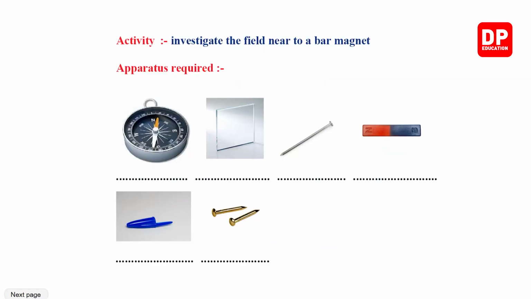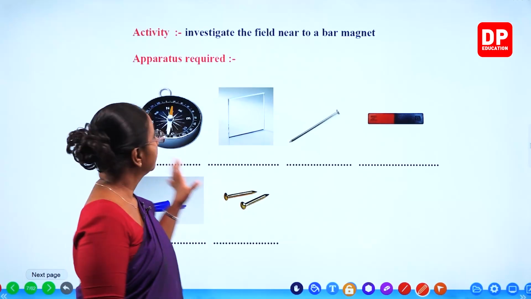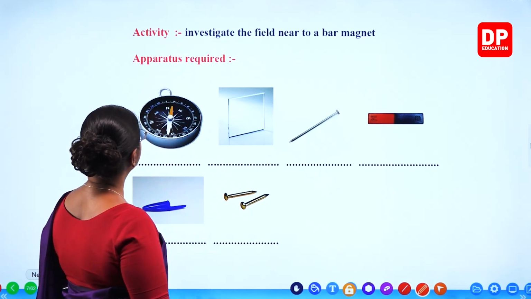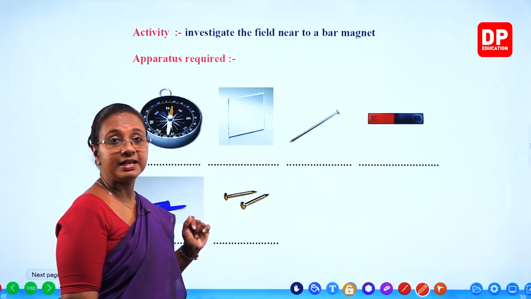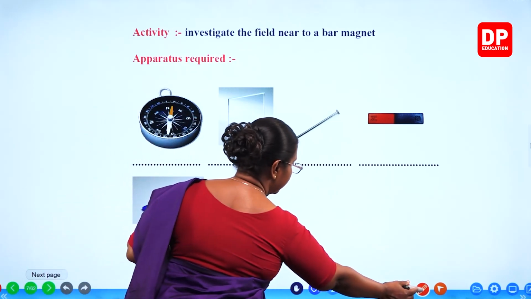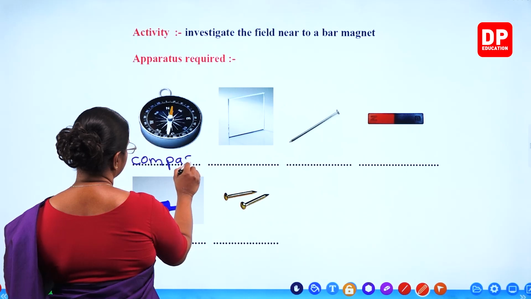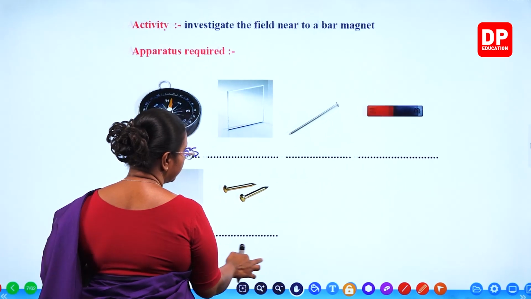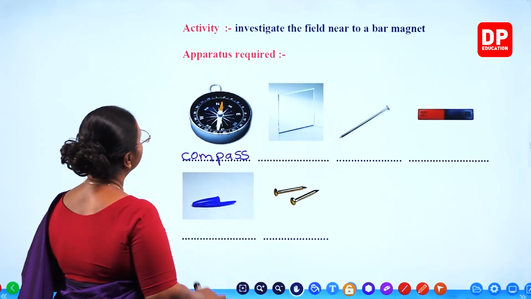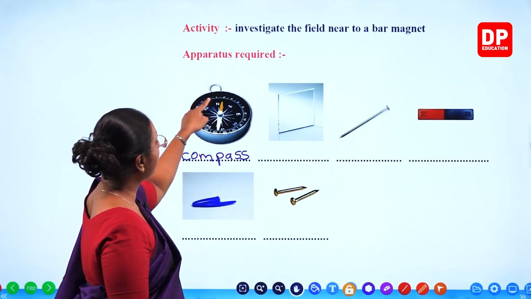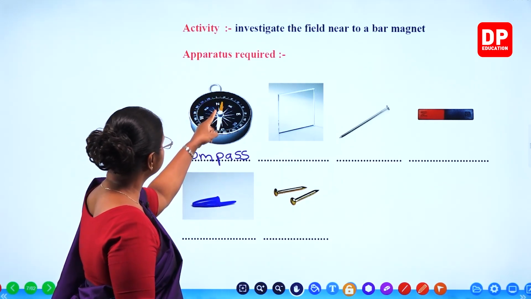So, now I am going to discuss an activity to understand the magnetic field near a magnet. Activity: investigate the field near a bar magnet. To do that, we need all these materials, the apparatus that are needed. The first one is a compass. I will show it in the lab also. Even in the diagram, you all can see, students, the directions are all marked there, and also this is the compass.